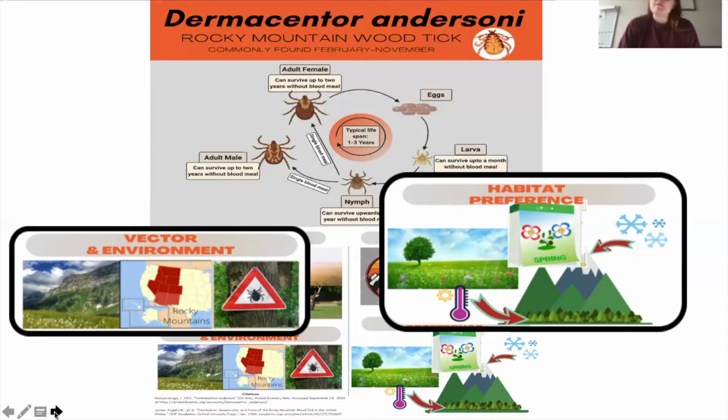As far as the mountains themselves go, the ticks prefer higher temperatures at lower elevations, but they have adapted to thrive in lower temperatures at higher elevations. So again, they like it to be warmer if they're at the bottom of the mountain, but they can also survive if it's colder up at the top of the mountain.